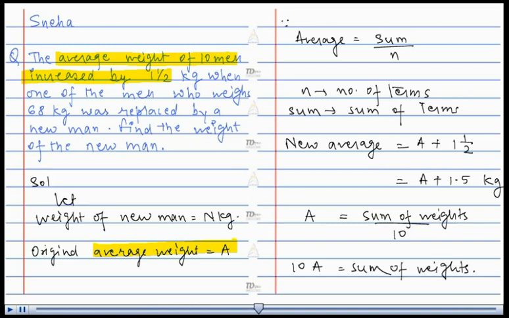As it is given in the question that the average increased by 1.5 kg when one of the men who weighs 68 kg was replaced by a new man. That means one man who weighs 68 kg was moved out and another man having weight as n kg came in and the average weight increases. So the equation becomes, since the number of men remain the same, that is equal to 10.